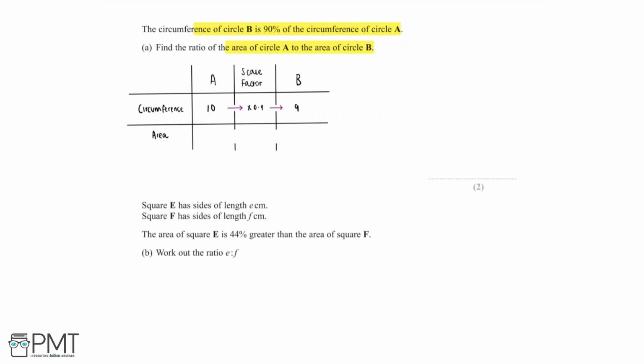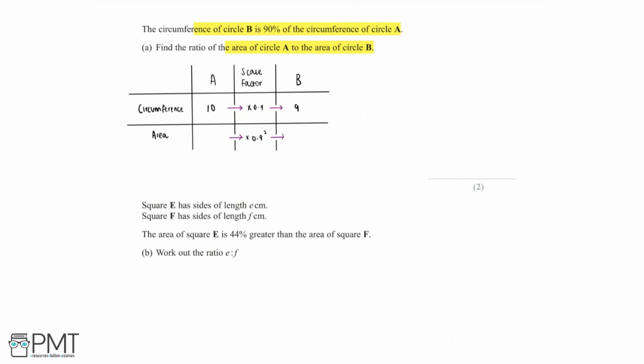We're asked to find the ratio of the area of circle A to the area of circle B. Now the circumference is equal to 2 pi r, and the area is equal to pi r squared. Since the scale factor of the circumference is equal to 0.9, the scale factor of the area would actually be equal to 0.9 squared. And so if we know the area of circle A, to get to the area of circle B, we want to multiply by 0.9 squared.